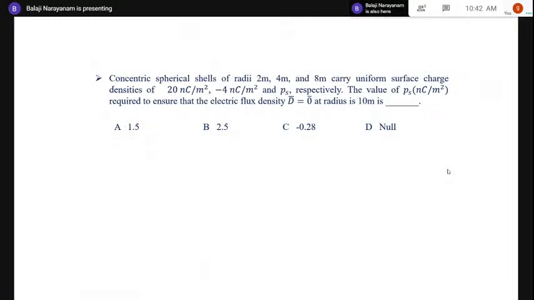Now let us take another important problem. There are concentric spherical shells. How many concentric spherical shells are given? Three concentric spherical shells of different radii: one with 2 meter radius, the second with 4 meter radius, and the third with 8 meter radius. They carry uniform surface charge densities. The units for charge density, as you are aware, are coulomb per meter square: 20 nanocoulomb, minus 4 nanocoulomb, and rho s respectively.